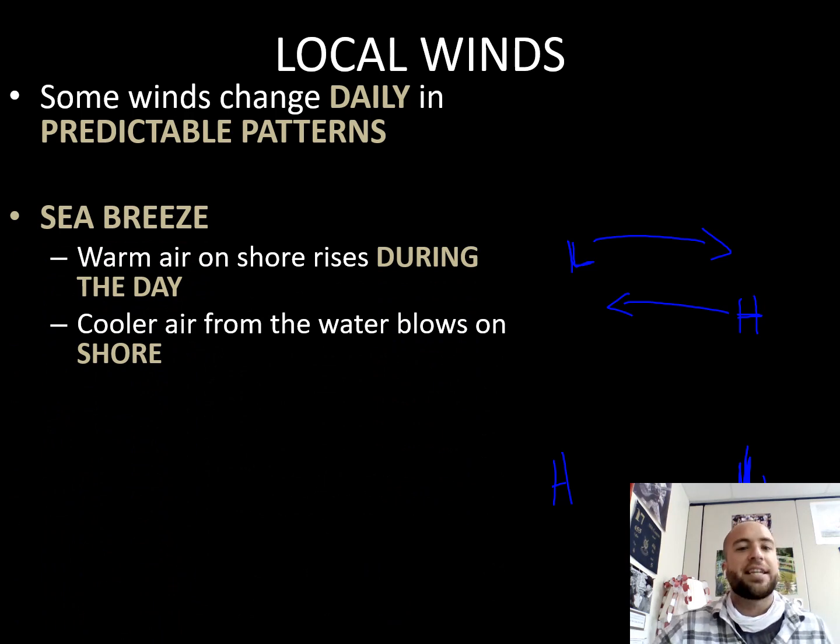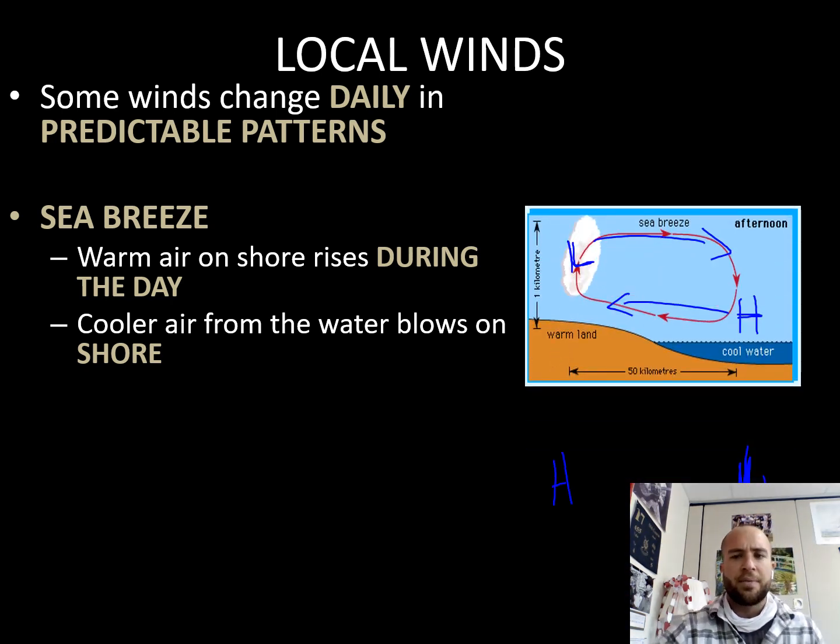So we have this thing called a sea breeze. That's where warm air on the shore rises during the day and cooler air from the water blows onto the shore. I added this little note in. During a sea breeze, the high pressure, or more dense air, is over the cool water, and the low pressure, or less dense air, is over the land. So guess what? It makes this wonderful little circular movement, because air wants to move from high to low.